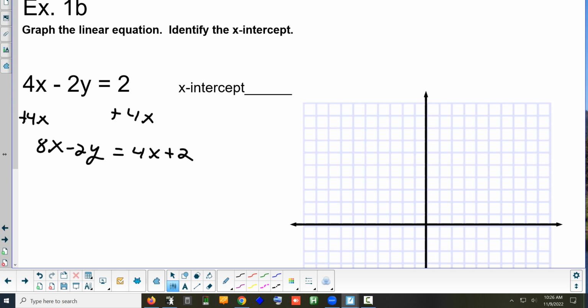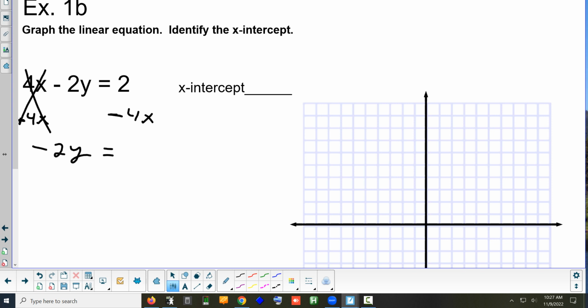I think we were supposed to subtract 4x to start. Yeah. Let's try that instead. So let's subtract 4x. Subtract 4x. And now 4x minus 4x is gone. That's what we wanted to happen. So we have negative 2y equals.